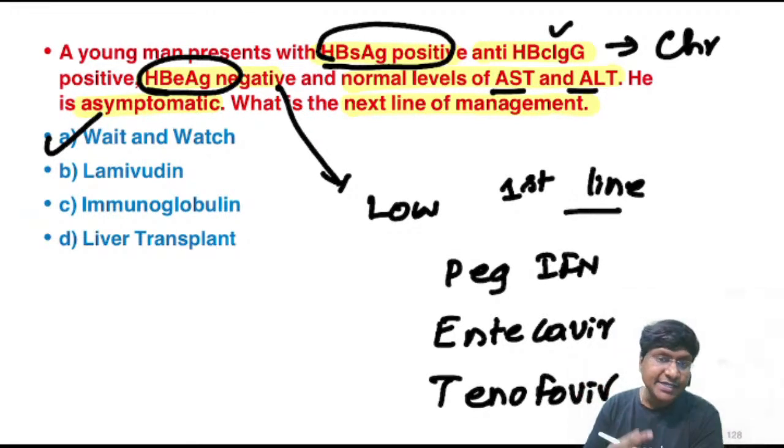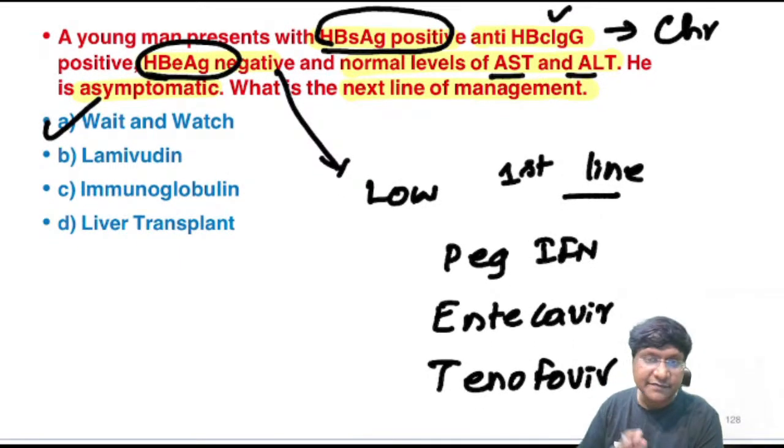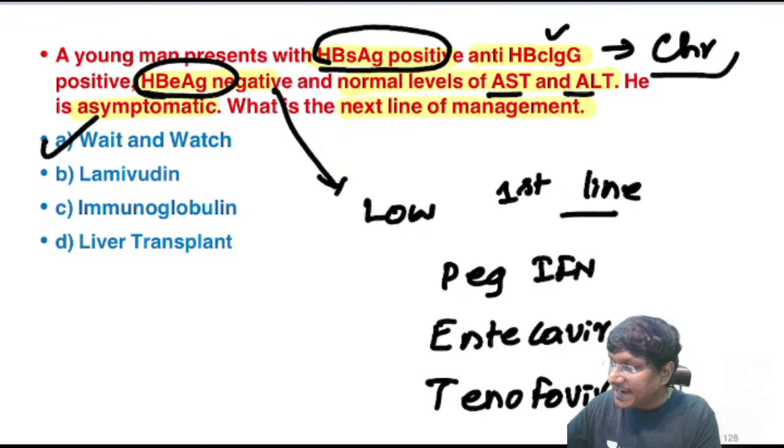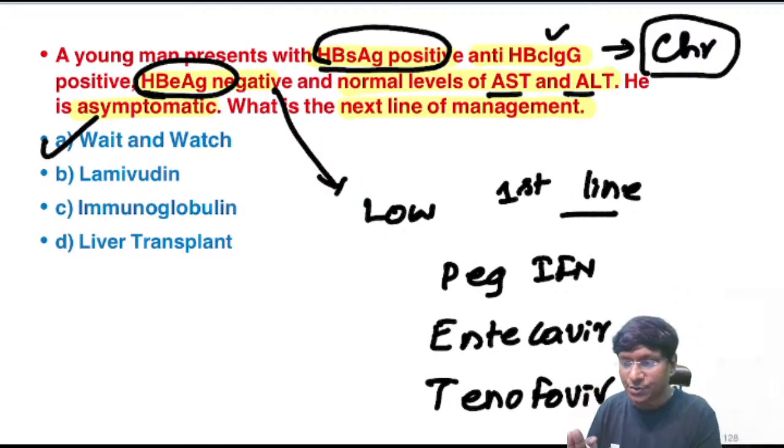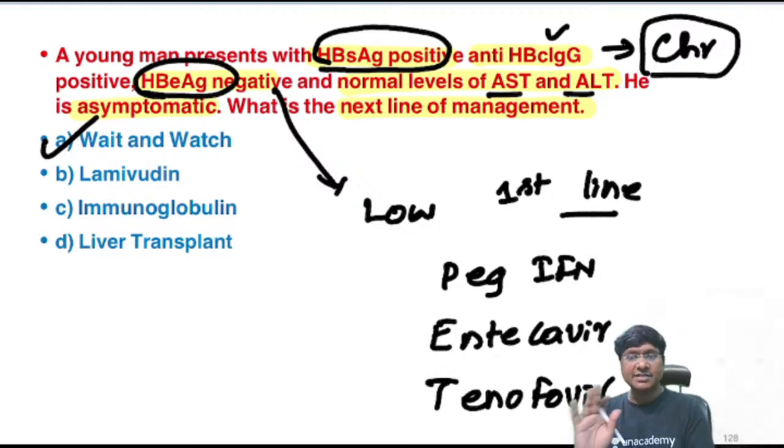Now what is the indication to start the antiviral drugs? Okay, so once you get the surface antigen positive, and once you find that IgG anti-HBC is positive, we give antiviral drugs only in chronic. We don't give antiviral drugs in case of acute. We give antiviral drugs only in chronic.